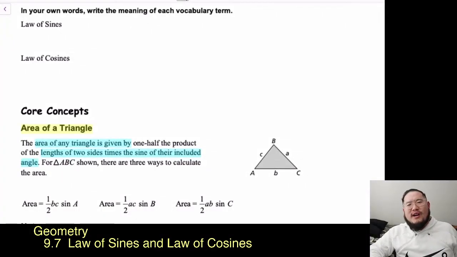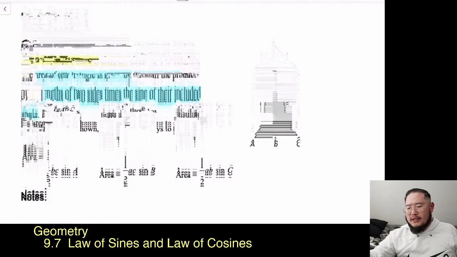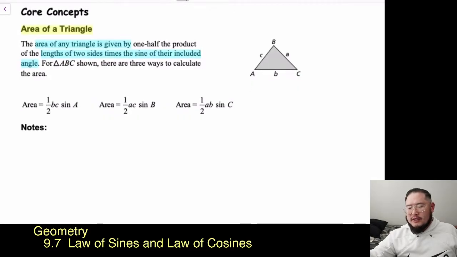All right, we're here at 9.7, the last section of chapter 9. We're looking at the law of sines and law of cosines. And before we get to using those laws, let's talk about the first core concept, which is the area of a triangle. Using the sine function, we can figure out the area.